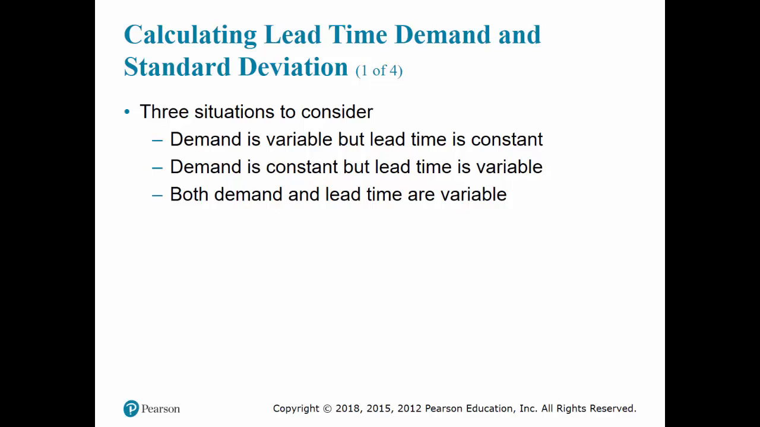But when safety stock needs to be added, these are the three possibilities. Demand is variable, but lead time is constant. The demand is constant, but lead time is variable. Or both demand and lead time are variable. So these are the three situations, and here D times L is still the mean. So the mean is the same formula as before.